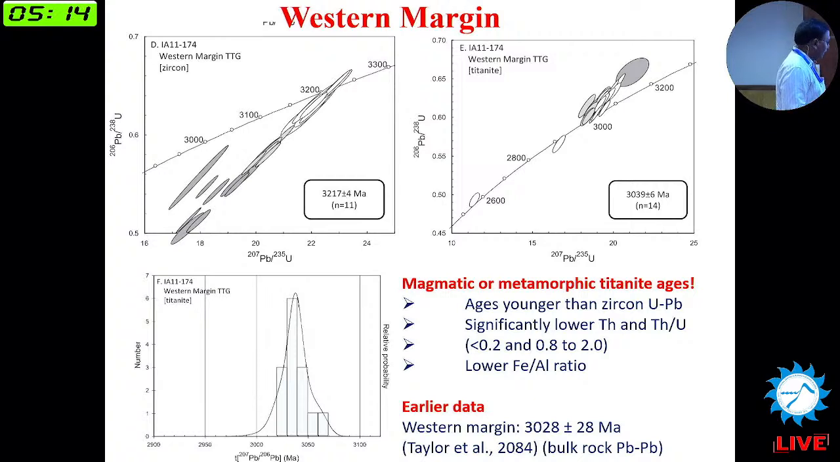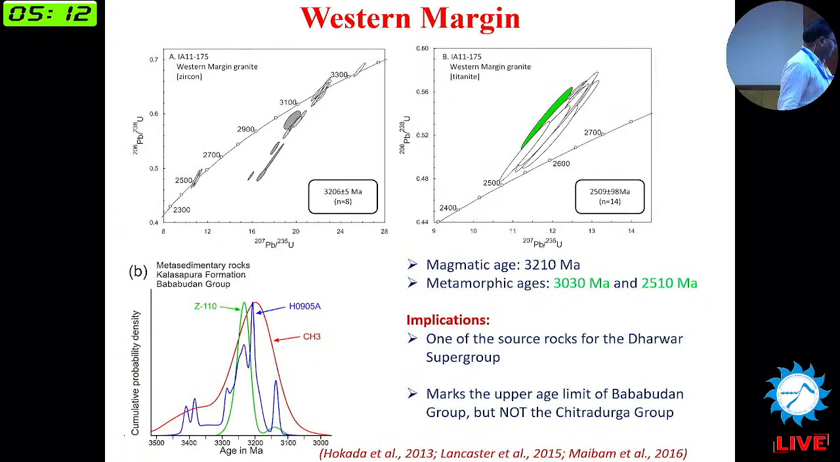So that has clear implications on the stratigraphic sequence. One more sample we tried is also giving the same range, 3206 million years. And the titanite from the same sample is giving 2500 million years. Based on this, we could depict that from the western margin, the magmatic age is 3200, and metamorphic 3030 million years, so two metamorphic events.